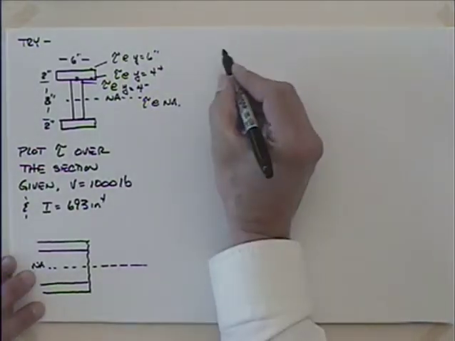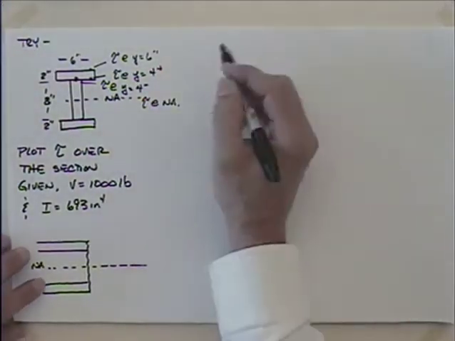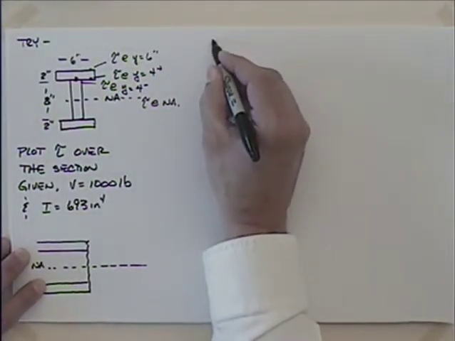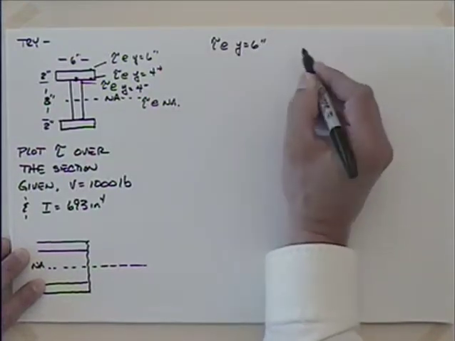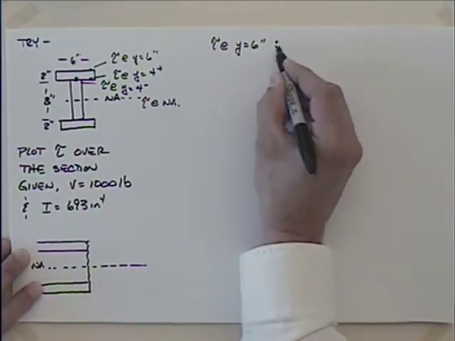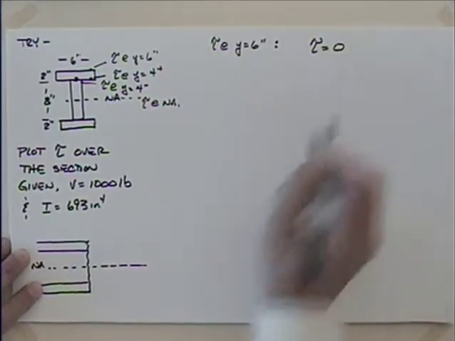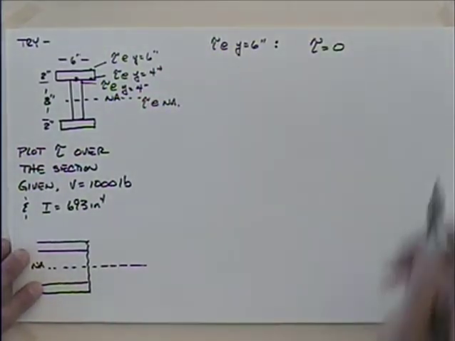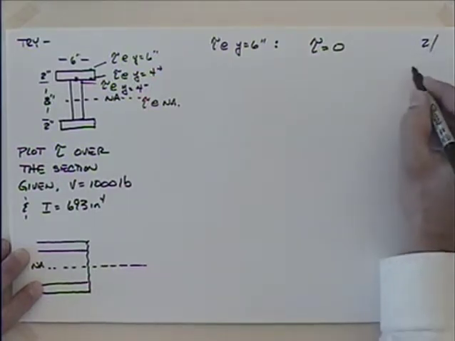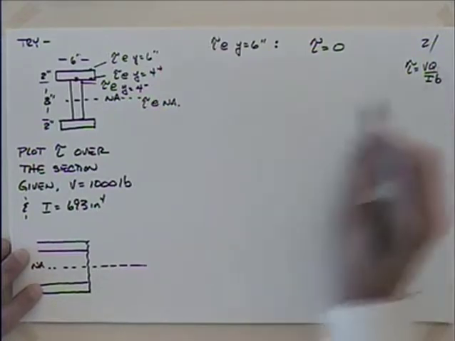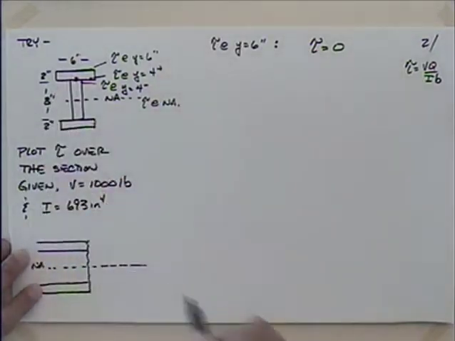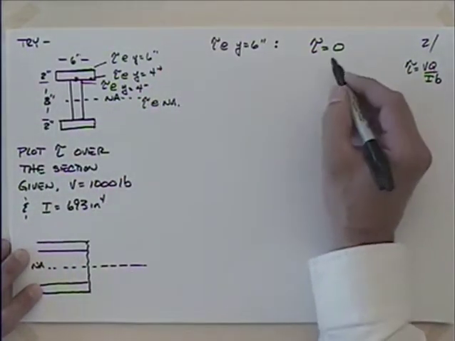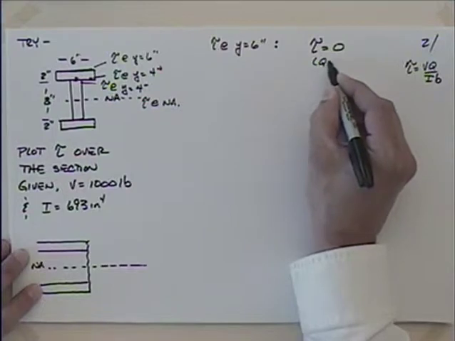So let's do this. If you're doing group study, you're going to volunteer for y equal to 6. So tau at y equal to 6 inches. What's that going to look like? It's equal to 0, isn't it? Because I remember we're using the equation that the shear stress tau is equal to VQ divided by IB. What's Q? The area above this point. Is there any area above there? No. So Q is equal to 0.